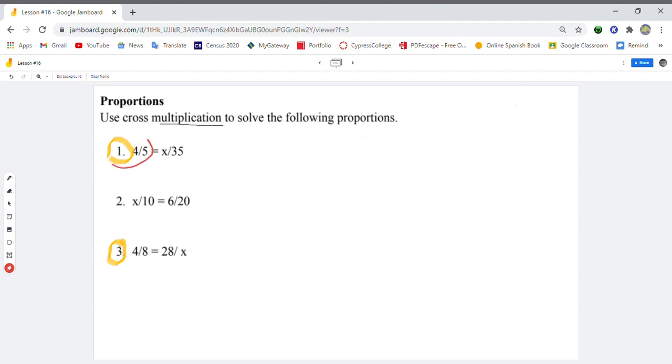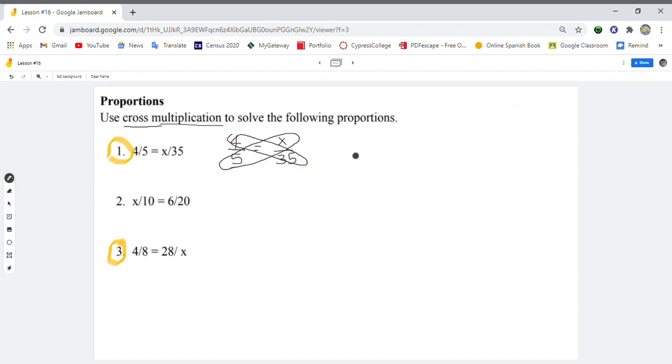So for number 1, we say 4 over 5. Let's write it on the side. 4 over 5 equals x over 35. As the name cross multiplication implies, the first word implies is going to be a cross. So we're going to make a cross like this, or an X sign. And then we're going to be multiplying it as the second word implies. So we're going to be multiplying 5 times x, and we're going to be multiplying 4 times 35.